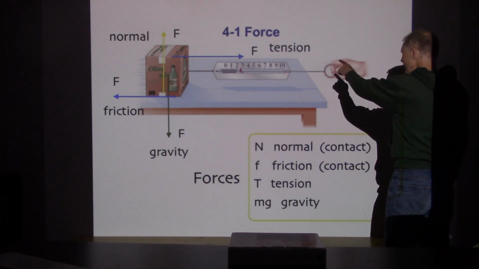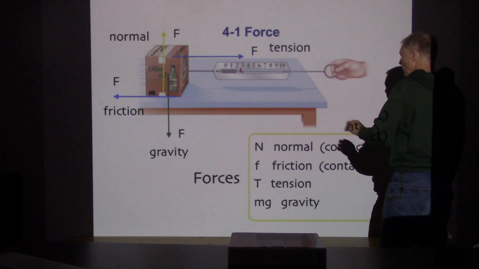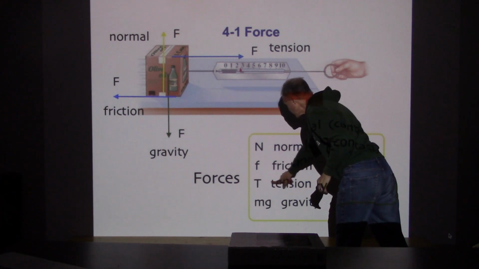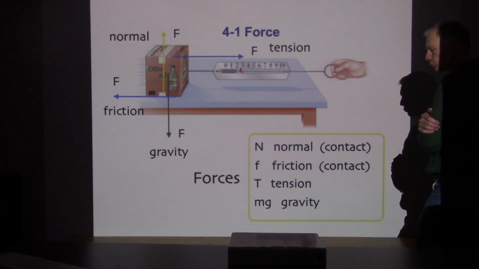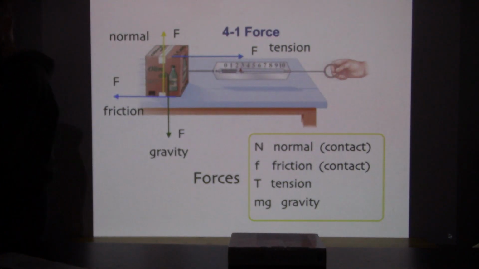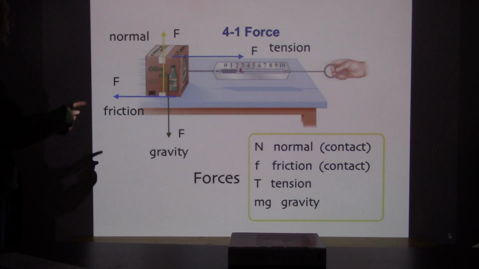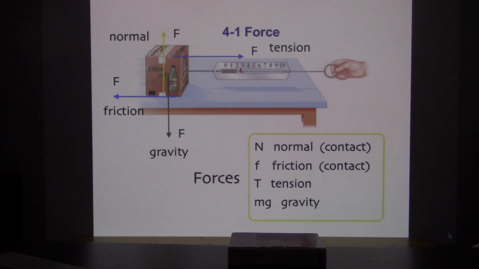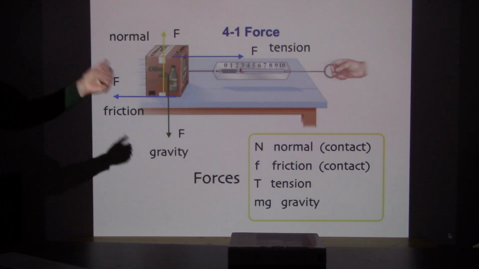And then tension, when I have a string or a cable, I'm going to use big T to represent tension. And then it turns out that gravitational forces can be calculated. We can calculate the gravitational force by taking the mass of the object and multiplying by the gravitational field that we saw in the last chapters 2 and 3. So little g, the gravitational field, gets multiplied.